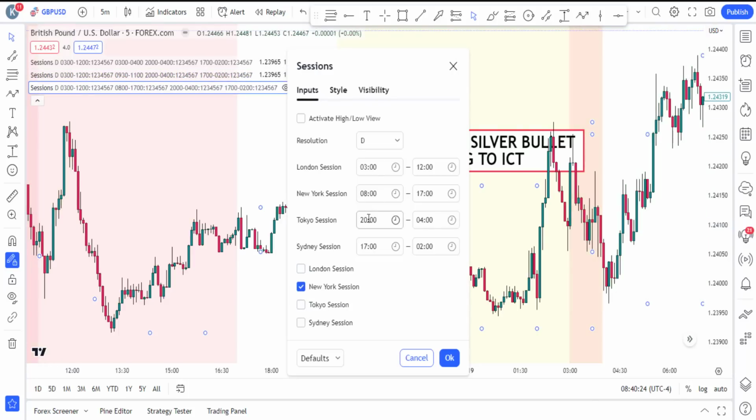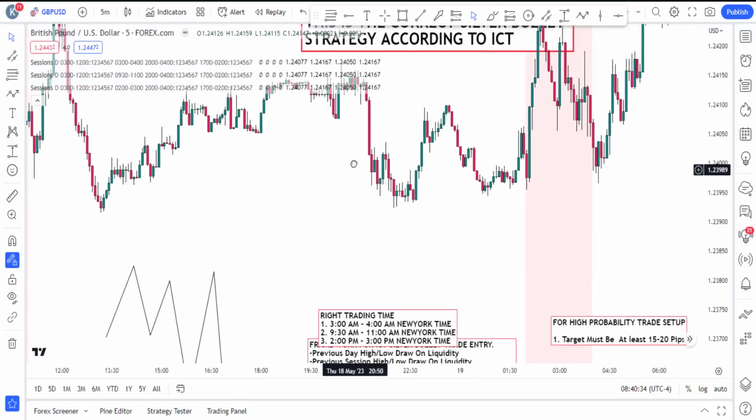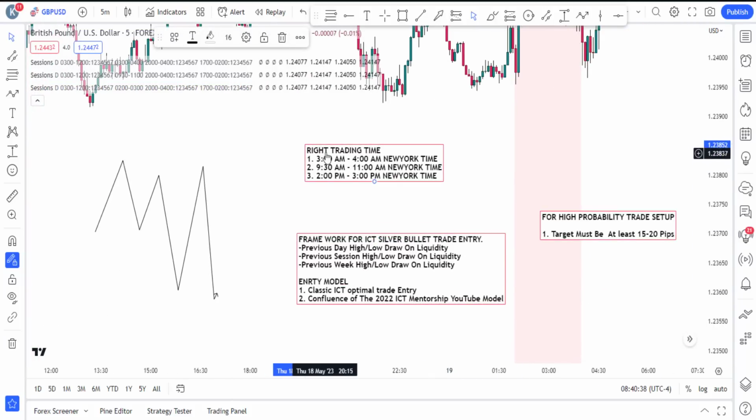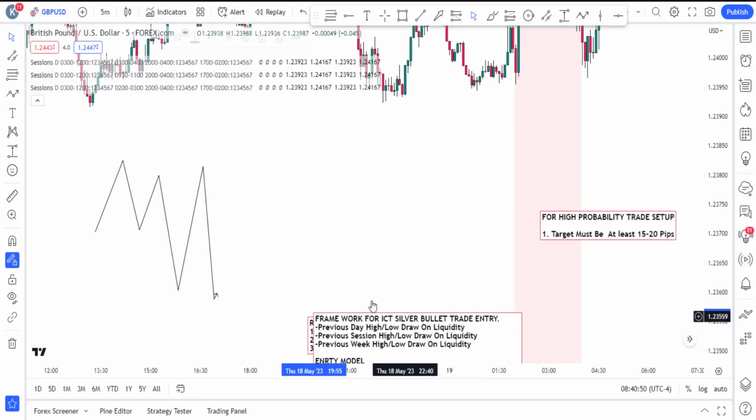Take out this, take out this. Then the last one is 2 p.m. to 3 p.m. So these are all the delineations you need. If I scroll down, you're going to see them right here. This is it, guys. Right trading time. You can see 3 a.m. to 4 a.m., 9:30 a.m. to 11 a.m., 2 p.m. to 3 p.m. So these are the setups.